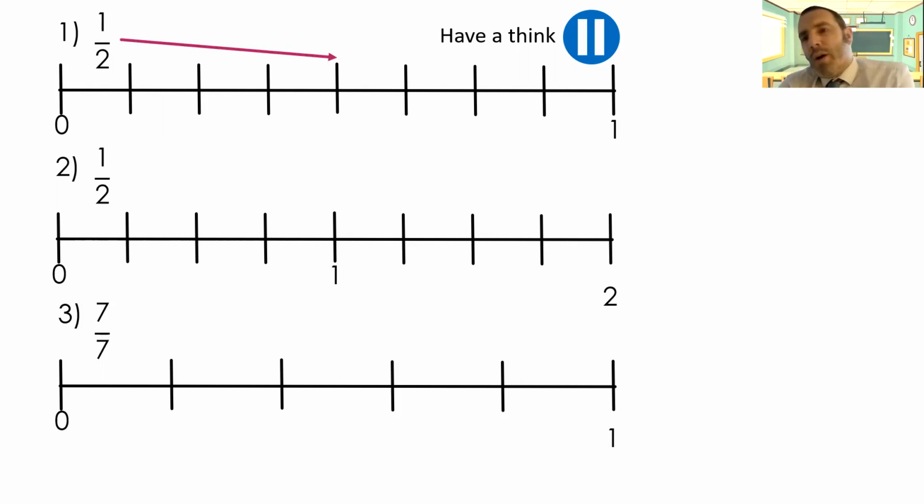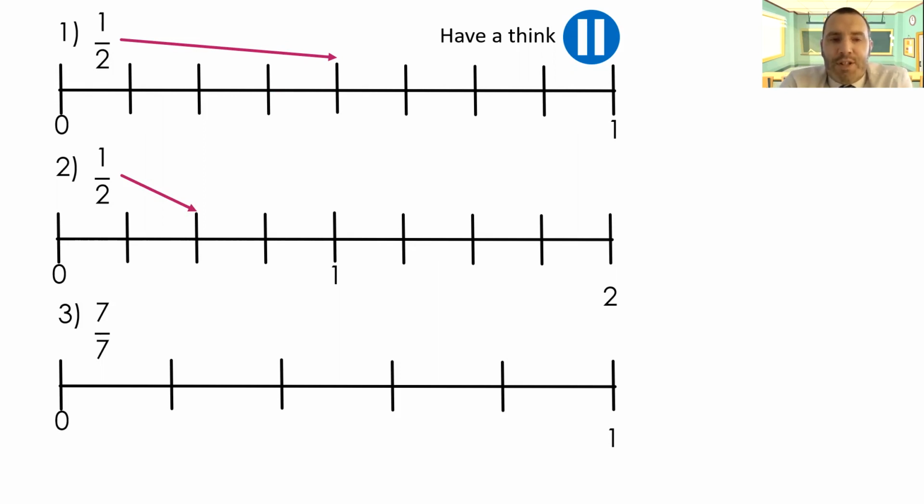Now, number 2, I may have been slightly sneaky because I've actually got 2 at the end of my number line. I've got 1 in the middle. So I need to just look from 0 to 1. How many parts have I got? 1, 2, 3, and 4. 2 is half of 4. So my half is actually going to go here. Don't worry if you put it where the 1 is. I was sneaky and I may have caught you out.